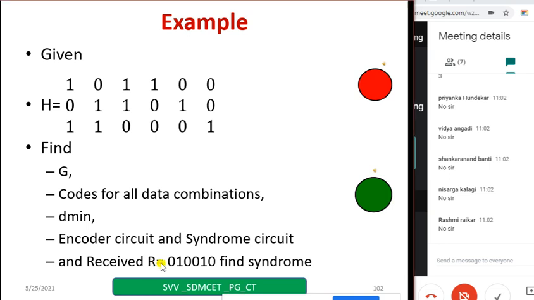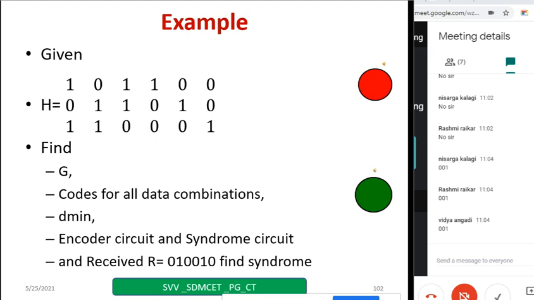Find out RH transpose, you'll get a syndrome. You can type the syndrome in the chat box. If the syndrome is 0, you can say it's a valid code vector, otherwise it's not a valid code. Okay, 0, 0, 1, they got a syndrome, then it is not a valid code.